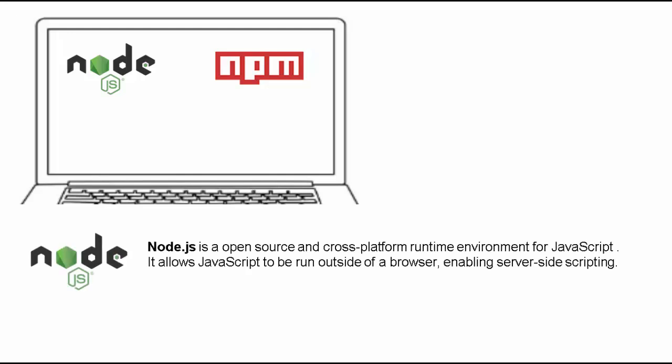In this lesson, we are going to install Node.js in our Windows system. Along with Node.js, the npm bundle will also get installed. But before installation, we should understand what Node.js is. Node.js is basically an open source and cross-platform runtime environment for JavaScript. It allows JavaScript to run outside of a browser, enabling server-side scripting.